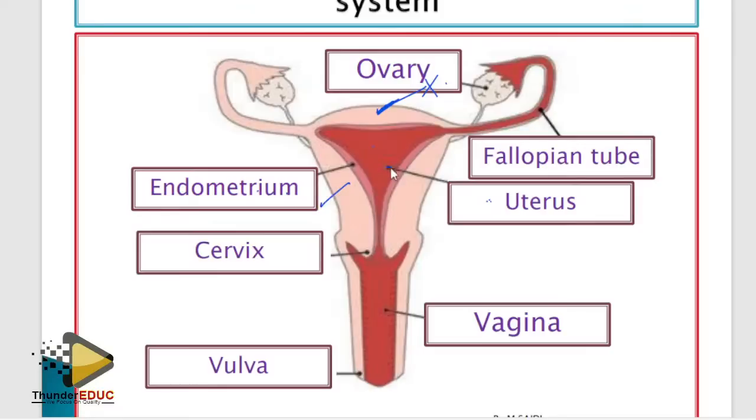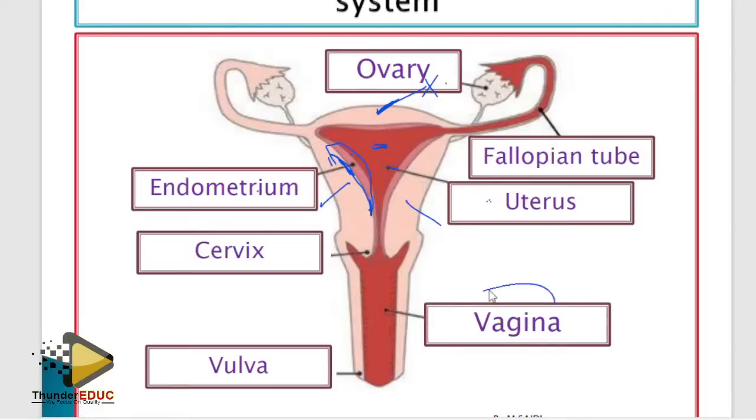So, if the arrow is pointing here on the lining of the uterus, which you call the endometrium, then call it endometrium. When it is inside here, call it uterus, or you can call it uterine cavity. It still is fine. When it's pointing here, call it uterus. If you call it uterine walls, it still is fine.